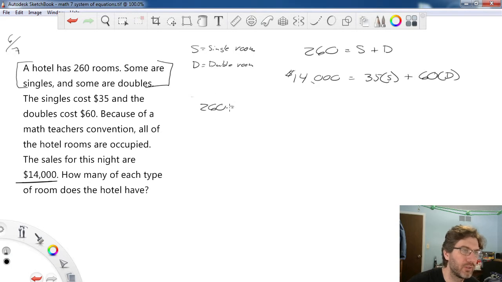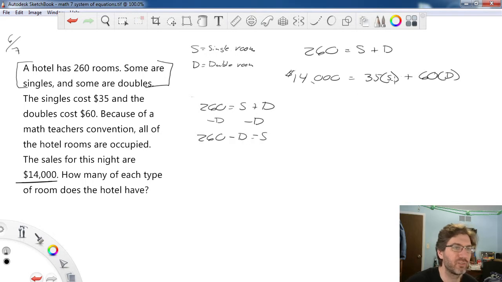So 260 equals s plus d. It doesn't matter which one you solve for, so let's get rid of d. That way I don't have to write s's anymore because they kind of look like 5s. So over here we're going to get minus d on that side. So 260 minus d equals s, and then I can plug in for this s here. So I get 14000 equals 35 times s, which is 260 minus d, plus 60d.